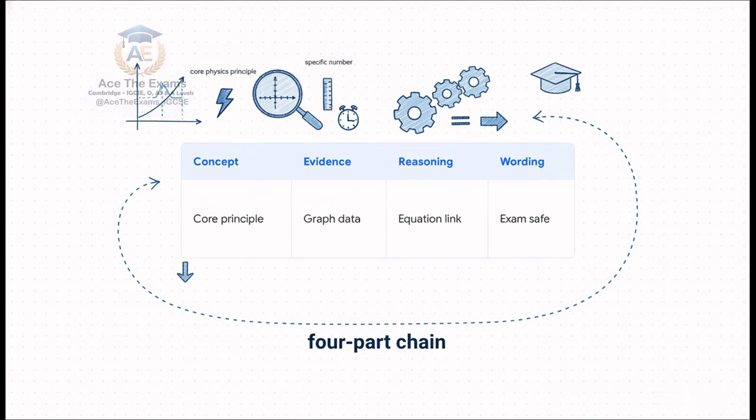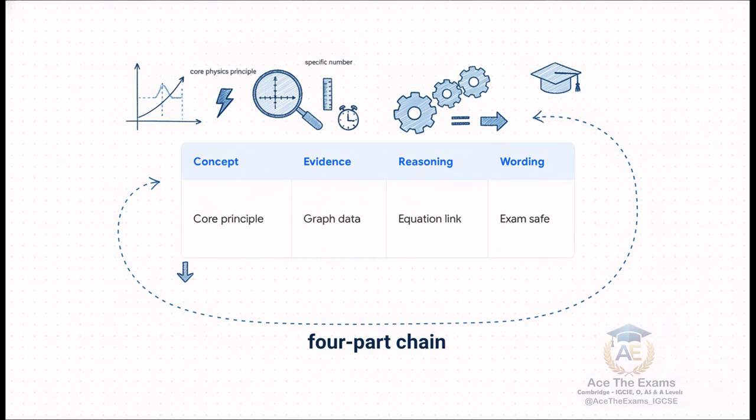When you're faced with a describe, explain, or evaluate question about a motion graph, you absolutely must filter your answer through these 4 steps. First up is the concept. Ask yourself, what is the core physics principle here? Is it constant acceleration, terminal velocity? Second is the evidence or data. You've got to pull a specific number, a gradient, or a coordinate directly from the source graph or table provided. Do not skip this.